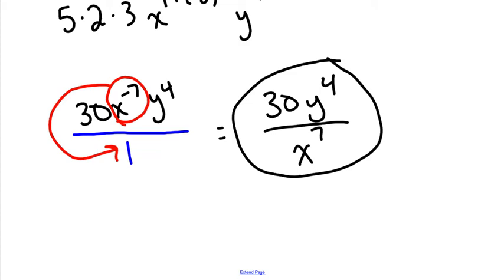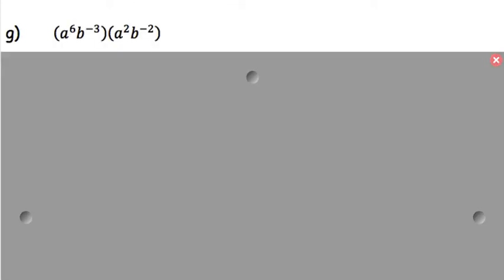All right, so let's move on to the next one here. And again, I have this one done for you. So again, we're working with the same bases. So you can see here that we have two a terms. I have this a term and I have this a term. So we're going to add those powers together. And then I have the b term here and a b term here. So we'll add those powers together.